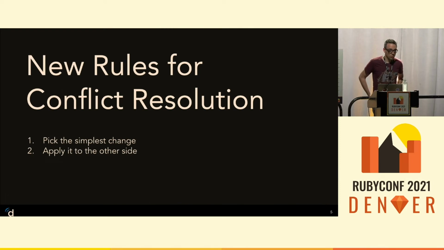Anyway, in general, the rules for resolving a conflict are to discover what the changes are and then pick the simplest change, then apply it to the other side. Once you've done that, then you've resolved your conflict and everything is okay again. That's it for me. Thank you, everyone.